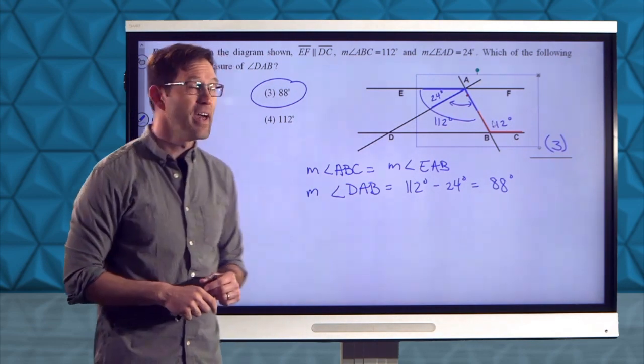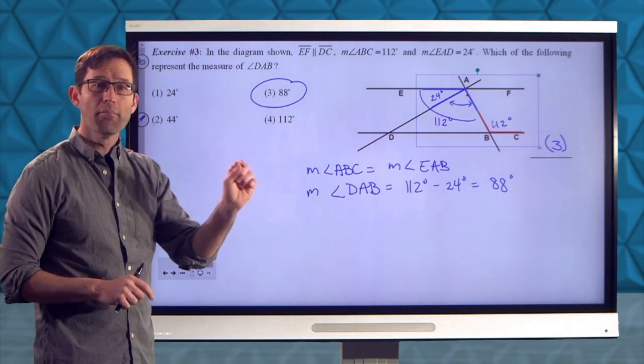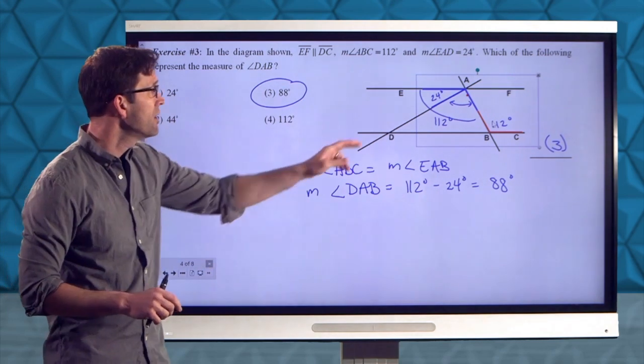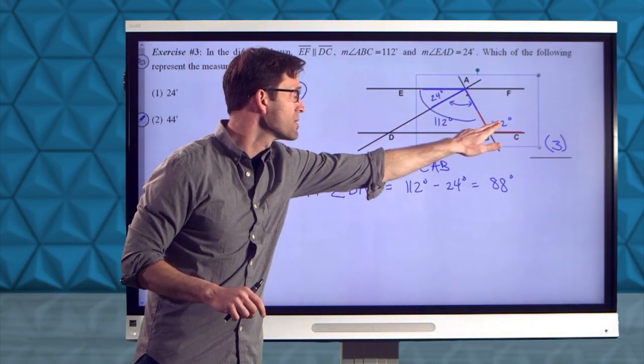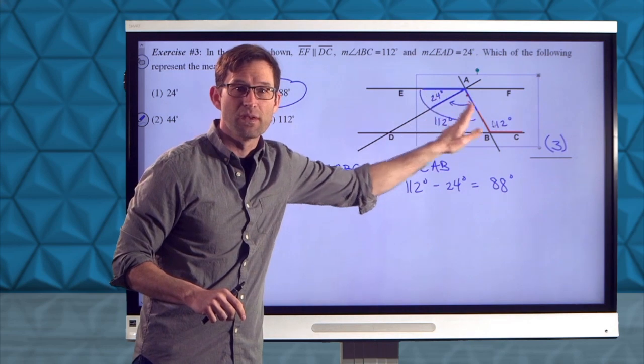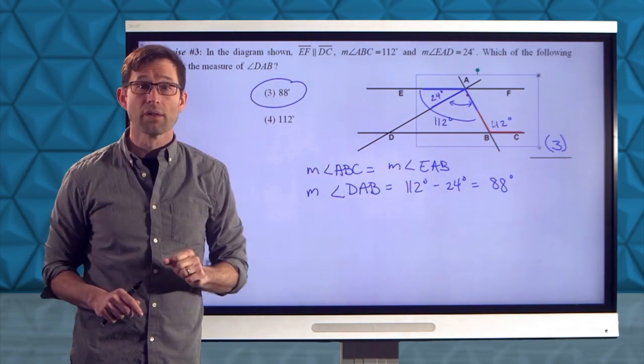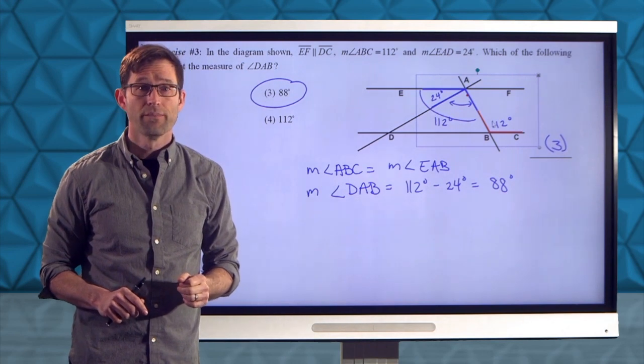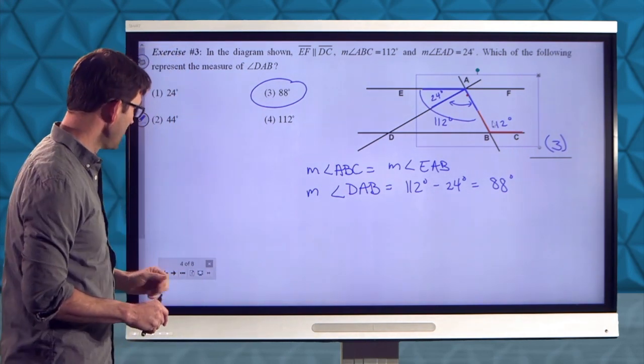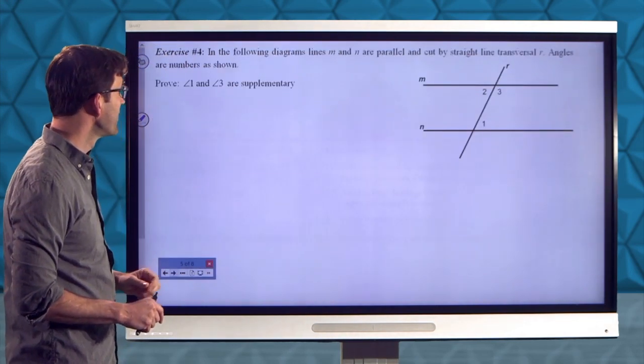Mine are many. Anyway, so it's a simple enough problem, but you have to understand the idea of alternate interior angles, the angles of the Z, so to speak, being congruent, and you have to be able to identify which angle is which. Very, very critical. All right, let's move on to the next problem.